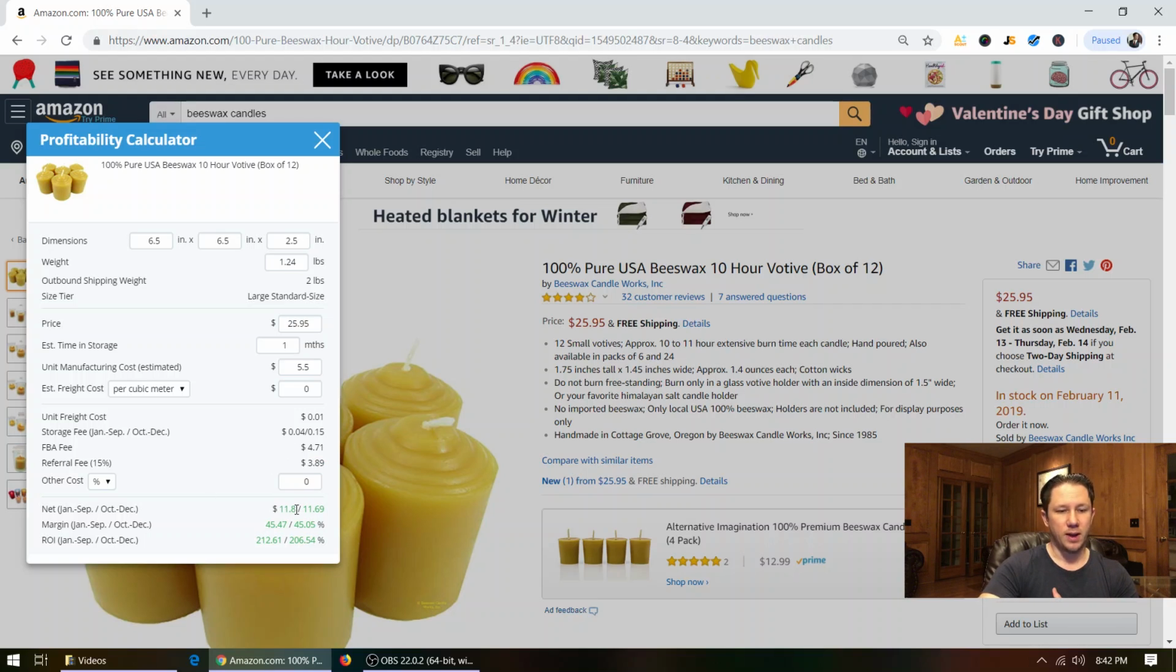This would show me that I have $11.80 of profit built into every single item I sell. So if I sold 1,000 of them, I would make $11,800, for example. That's not including advertising fees or anything like that.